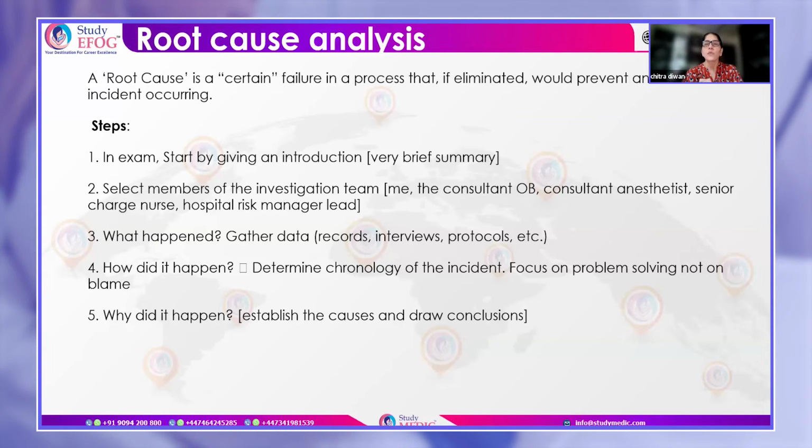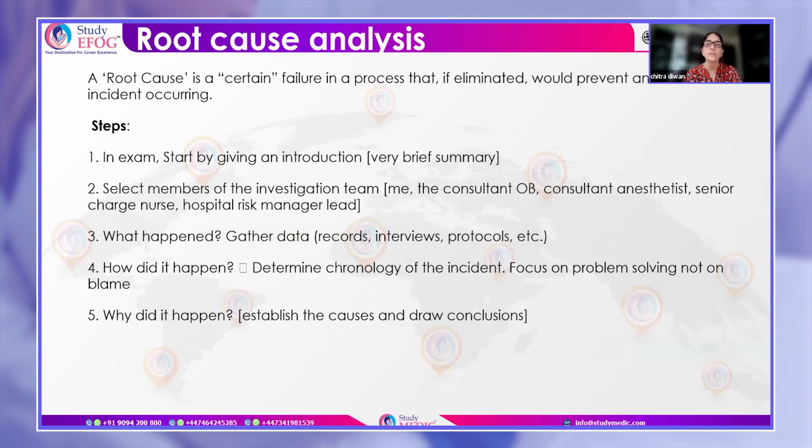So in your exam, you would be given an incident that has happened, and you would be told to make a root cause analysis. So how do you go about it? The first thing is you have to make a summary. Remember that whenever you are making a summary, it has to be in the form of SBAR. That means the situation, background, assessment, and recommendations.